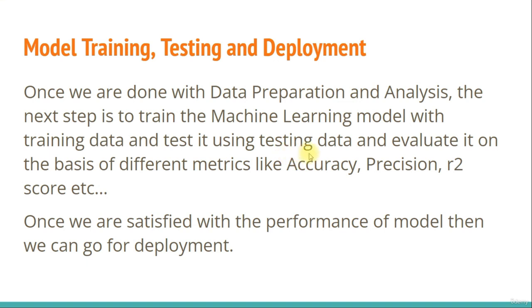So we have a separate video on machine learning metrics, like how do you evaluate the performance of a model based on different machine learning use cases like classification or regression. We have different metrics to evaluate the performance of our model. Generally, we use precision, accuracy, recall, all that for a classification use case, and R2 score, mean absolute error or mean squared error for a regression problem. So based on these metrics, we evaluate the results and understand whether the machine learning model is performing satisfactorily or not. So once we are satisfied with the performance of the model, then we can go for the deployment.